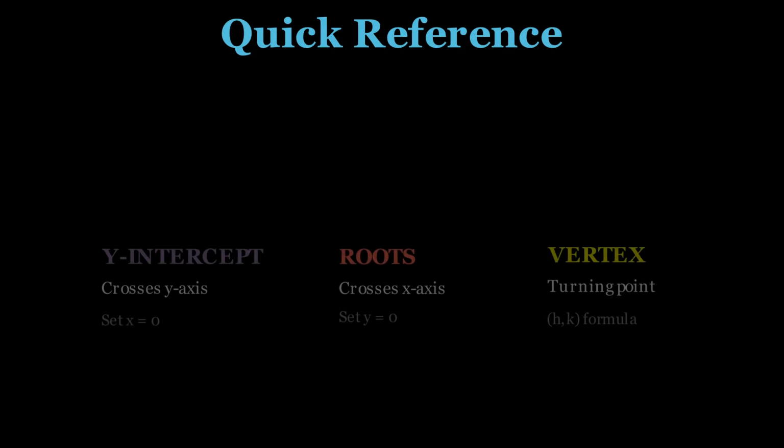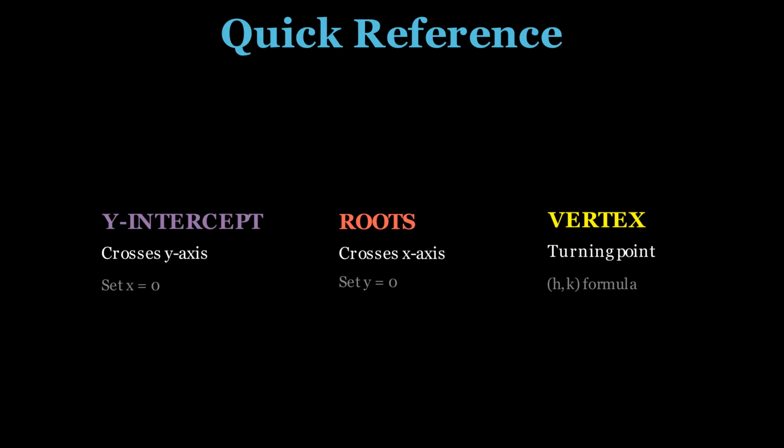Roots, where the graph crosses the x-axis. Find them by setting y equals 0 and solving. Vertex, the turning point. If the equation is in vertex form, it's simply h, k. These 3 points tell you everything about a quadratic.